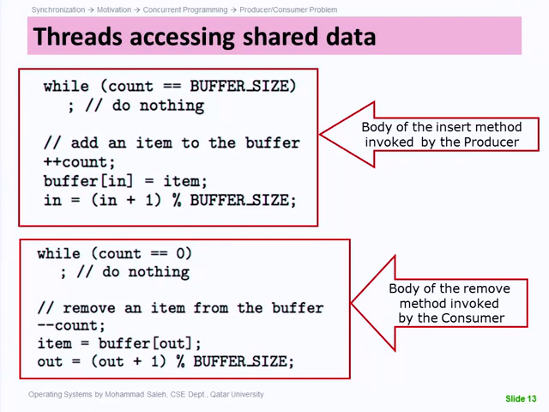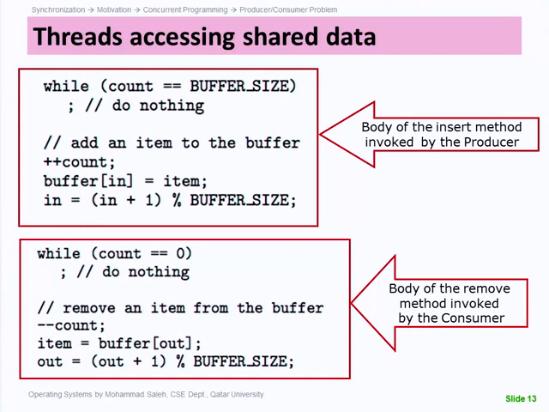The object buffer has defined count, defined in, defined out, and defined maximum size, correct? This is the data inside it. Maximum size is a constant and it's not changed by any of these two methods, correct? In and out and count as well, they are changed. The two methods change them. Now let's see in. Which method changes in? Insert, which is called by the producer, okay?